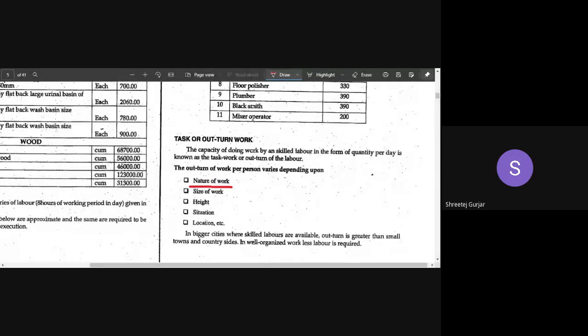Next, any other thing? Weather conditions. Correct. Weather conditions, very important. If the weather is very pleasant, he will work very nicely and his output will be more. And if it is raining, if it is very hot, or the temperature is very high or very low, the output of the labor will obviously decrease. Very nice. Then any other thing that you can think of?